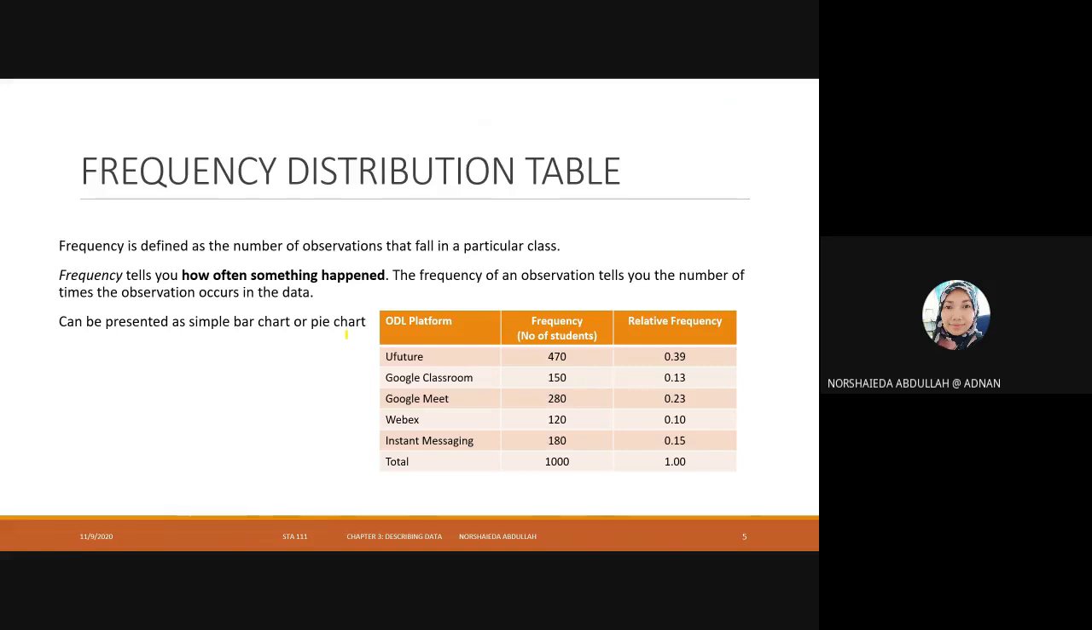Frequency is the number of observations in a particular class. Frequency tells us how often something happens. So this is an example of a frequency distribution. We have a variable here.